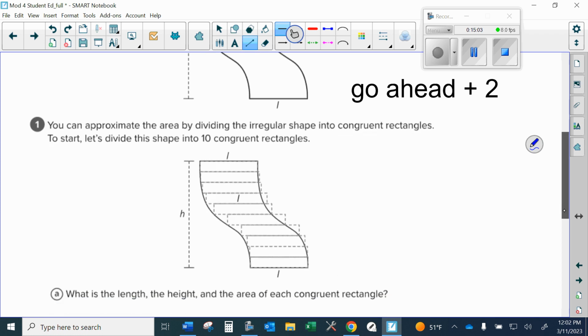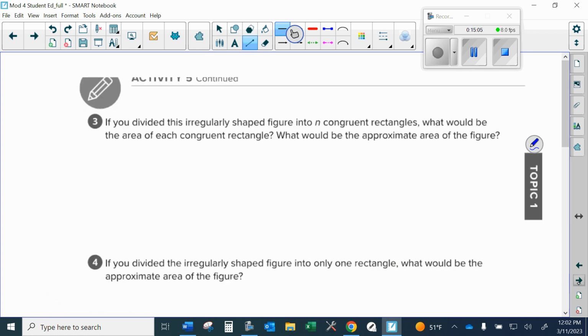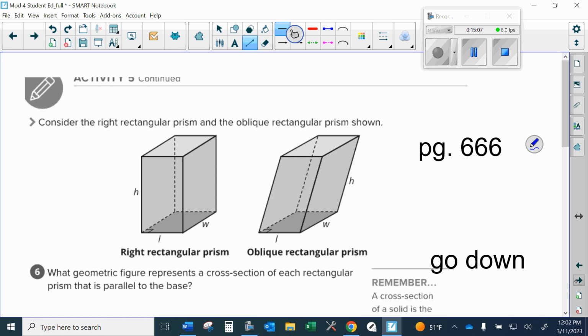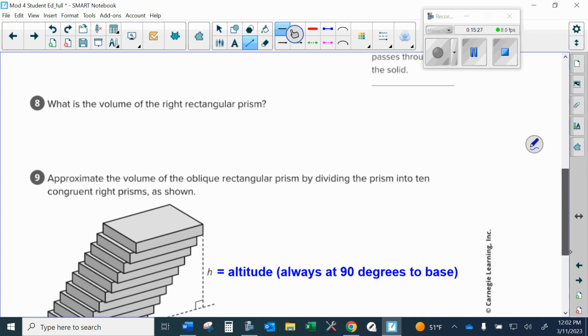All right, so go ahead 2 pages now. Consider the right rectangular prism. So that's this one because it's vertical or horizontal. And the oblique rectangular prism, this one obviously right here because it's at an angle. It's not vertical or horizontal. So you see names of them. We've already talked about that before, so that should be easy. This is on page 666. Now go ahead and go down to the bottom here.